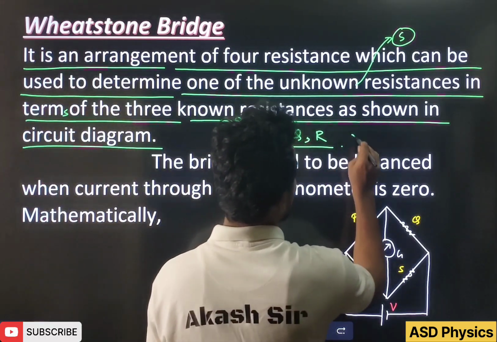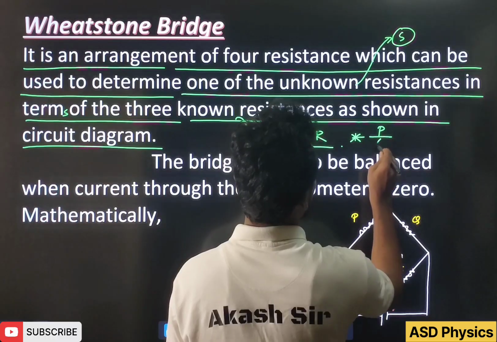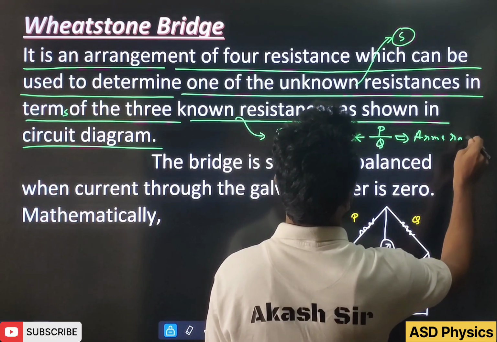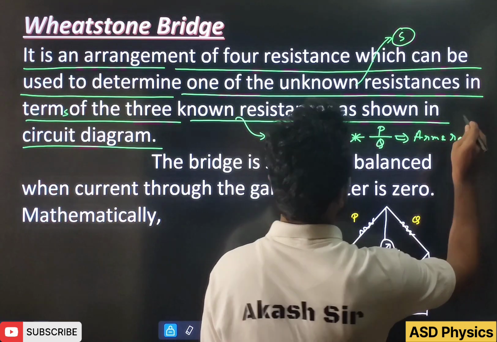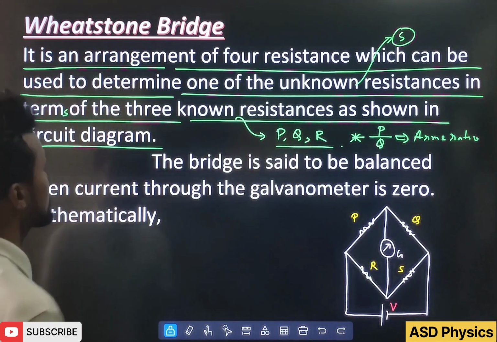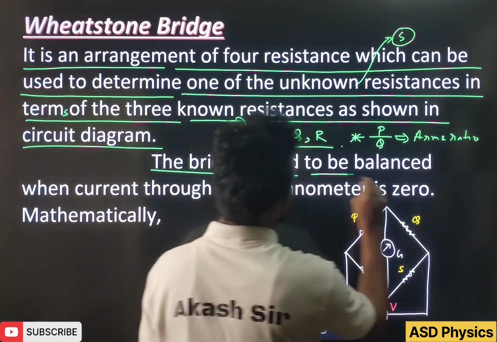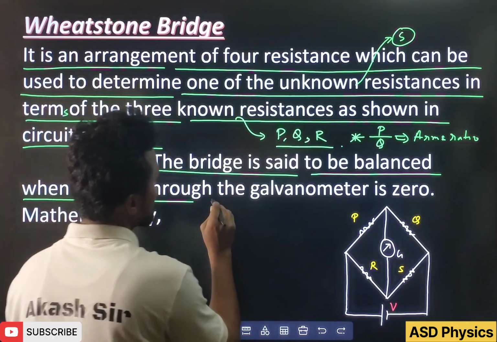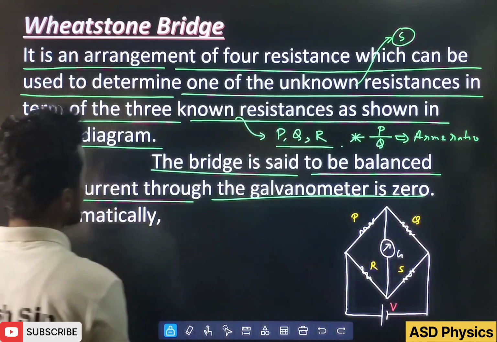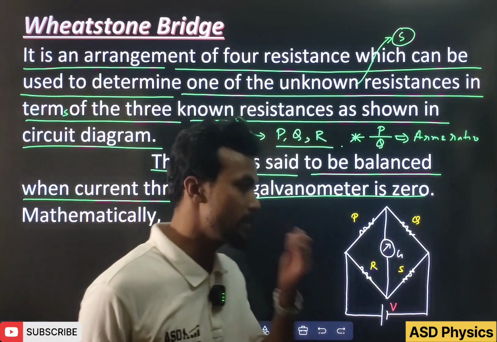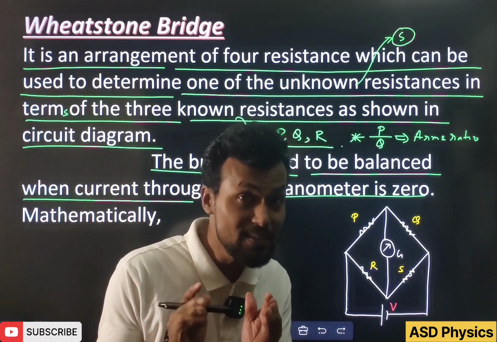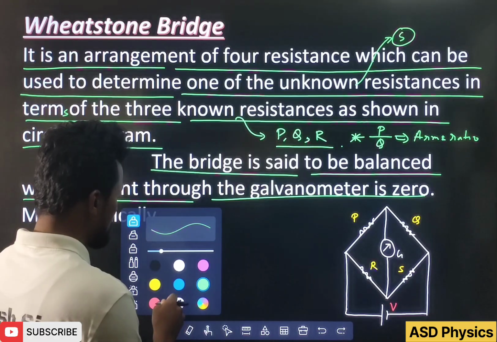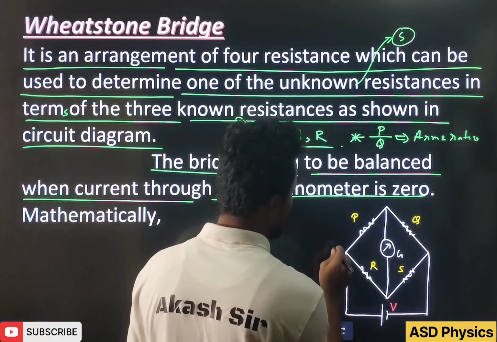Okay, these will be the known resistances here. And one more thing: this P by Q is called the arms ratio. Arms ratio. Now, the bridge is said to be balanced when the current through the galvanometer is 0. As I have told you, the bridge will be balanced when the current through the galvanometer is how much? 0.